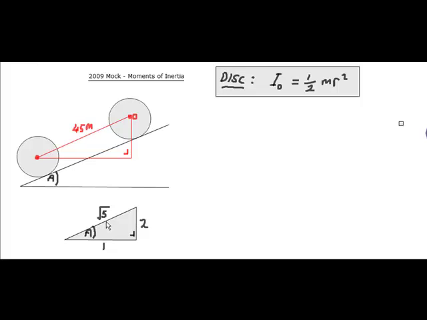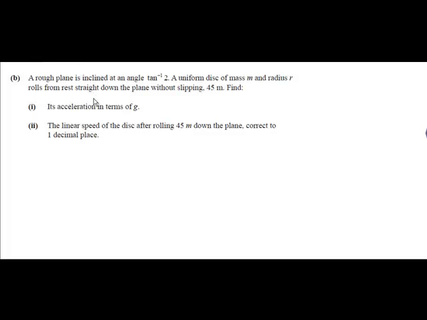So what we're dealing with is a disk that starts at this position here. We call this position 1, just to label it, and the disk rolls down the plane and ends up here at position 2, which is 45 meters away. Back to the question for some other details. We are told it's a rough plane, so there is no slipping, it rolls down, and the disk has a mass m and radius r. Now we're looking for its acceleration in terms of g.